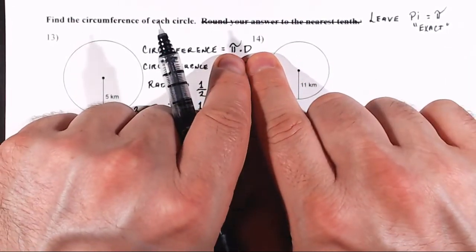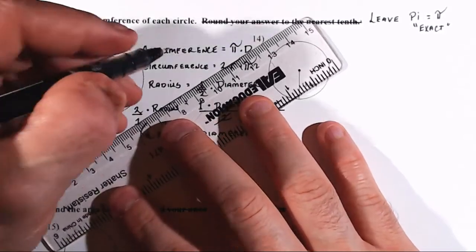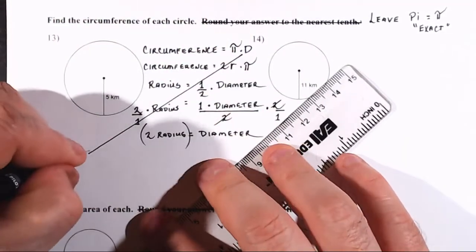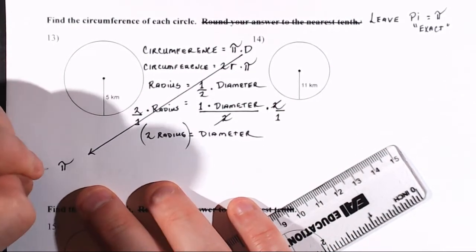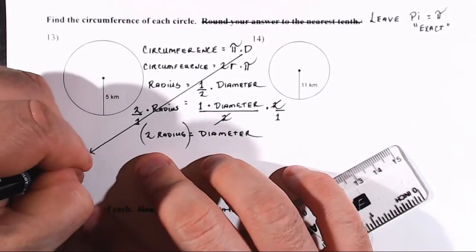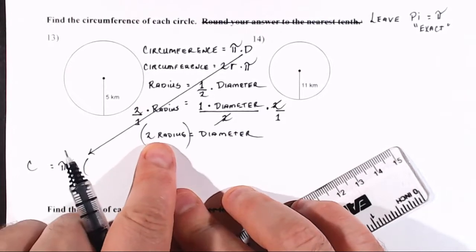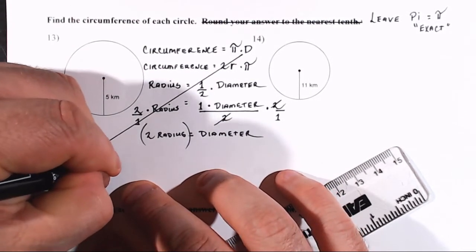Well, up here I see pi times the diameter. So because I see pi times the diameter, I can rewrite that. This is circumference, so we'll just write C. Circumference equals pi times, open parentheses, and then we'll put in 2 times the radius, 2 times the radius.